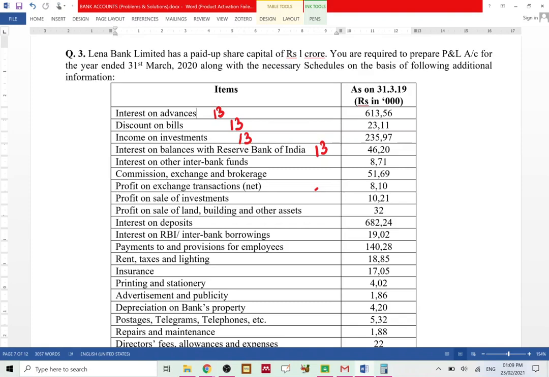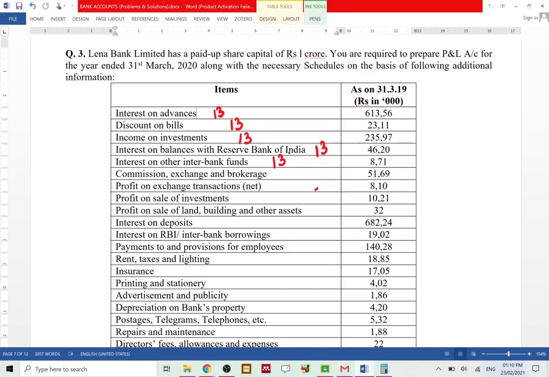Slightly new. But where will it come? Expense or income? Interest on other interbank funds. It's like this. Just like you keep money with RBI, you sometimes give funds to other banks also. Like banks borrow from each other. They take money from each other. So any funds that you have given to some other bank, you will earn interest on them. Alright. So this interest on interbank funds will also go under Schedule 13, that is interest earned.